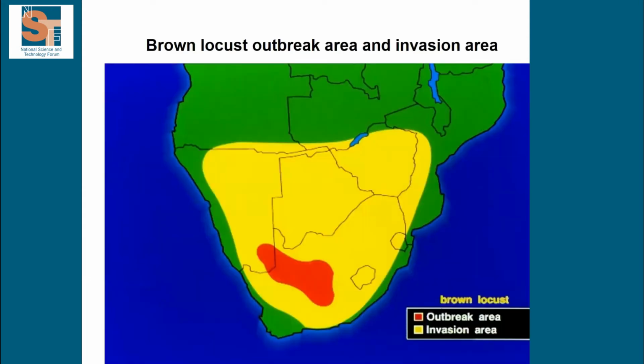The outbreak area, as I mentioned, is in the semi-arid Karoo, but before modern pesticides became available after about World War II, swarms used to run rampage throughout southern Africa, right the way to the Zambezi River. So food security was threatened throughout the region, and locusts were the number one pests for all governments.